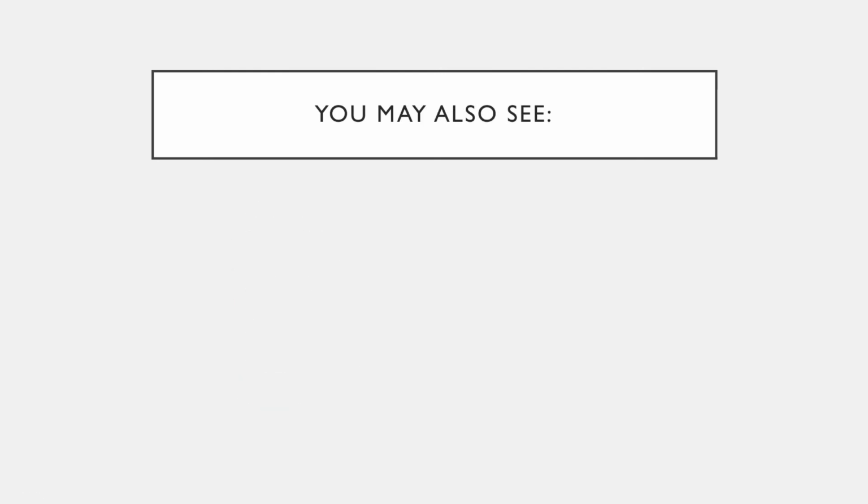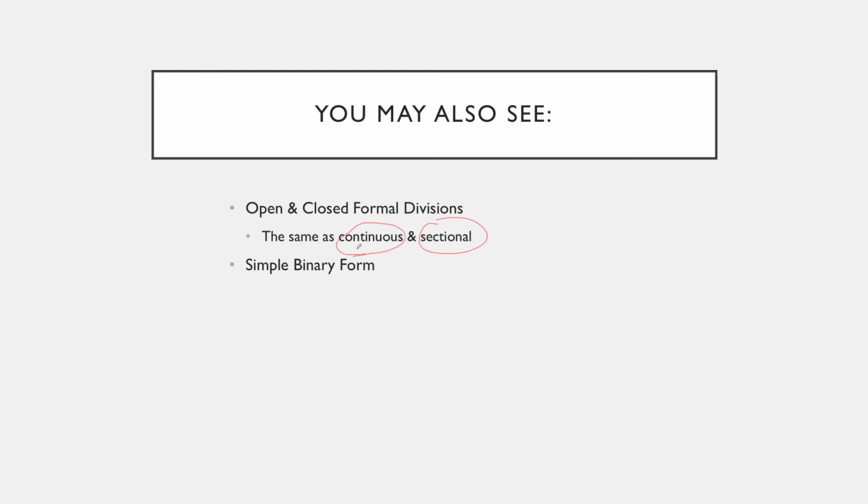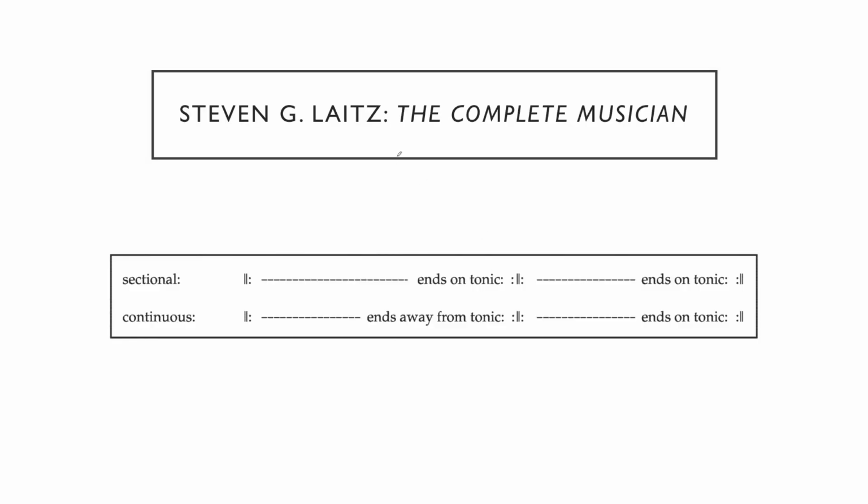You may also see open and closed formal divisions instead of continuous and sectional binary. For example, in Music in Theory and Practice by Bruce Benward and Marilyn Saker, those terms are used, but we are going to use continuous and sectional binary instead. Also, you can see the term simple binary form. That means it is not rounded.